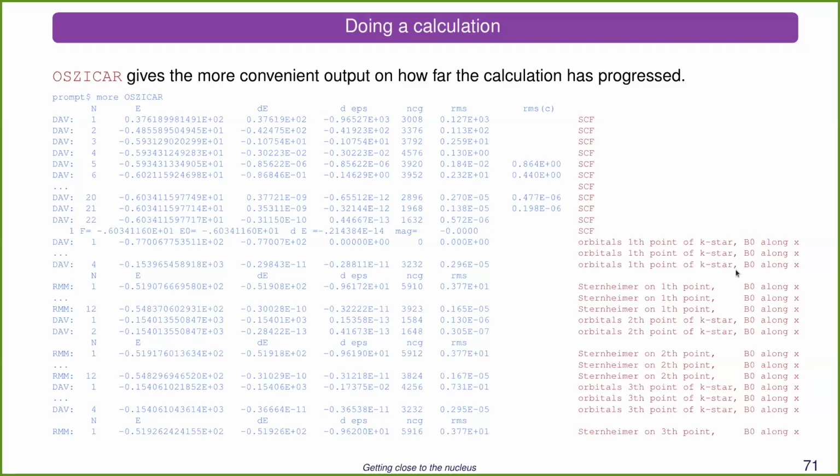Once you are on this K plus Q point, you do the Sternheimer, you do the response calculation. Do it once, and then you're finished. And then you go to another point, and there are 6 of those.